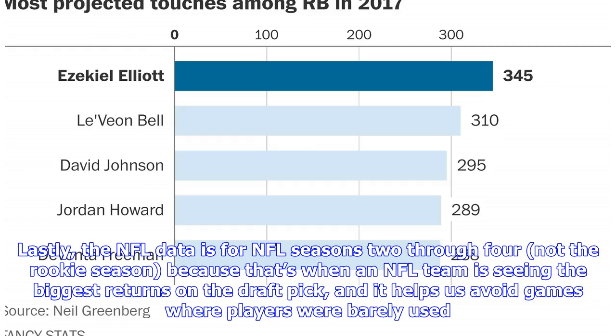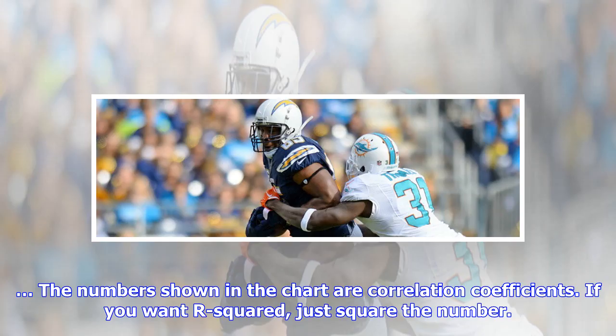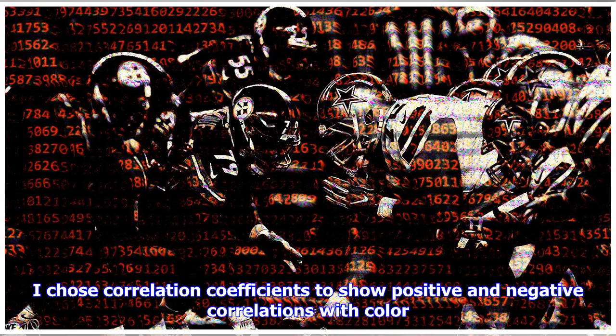Lastly, the NFL data is for NFL seasons 2 through 4, not the rookie season, because that's when an NFL team is seeing the biggest returns on the draft pick, and it helps us avoid games where players were barely used. The numbers shown in the chart are correlation coefficients. If you want R squared, just square the number. I chose correlation coefficients to show positive and negative correlations with color.